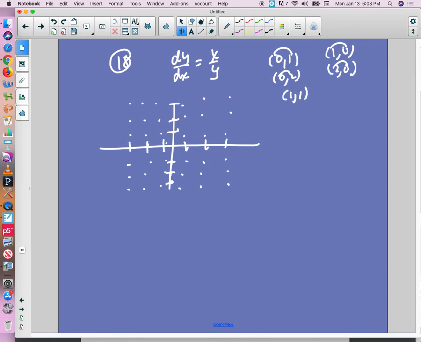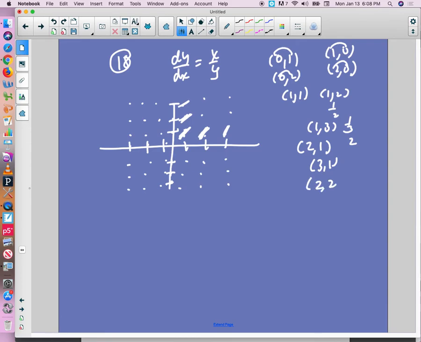At 1, 1, I get 1 over 1. At 1, 2, I get 1/2. At 1, 3, I get 1/3. So I might make that a little bit bigger. At 2, 1, be careful, I get 2, so steeper. At 3, 1, even steeper compared to what you've done so far.